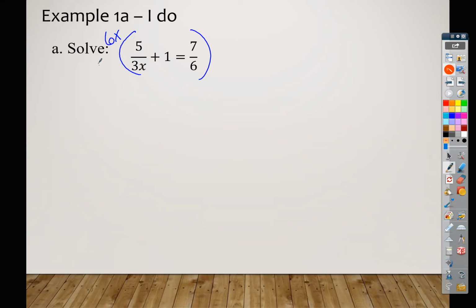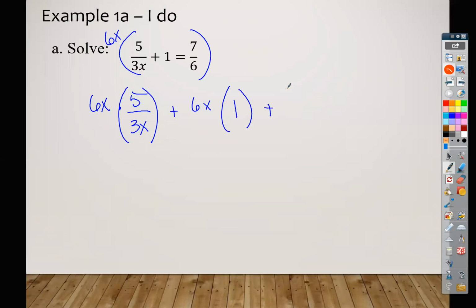So what I'm going to do is I'm going to multiply the entire thing, every term in here, by the 6x. That's an equal sign, equals 6x times 7 over 6. Now, you don't have to write it out like this each time, but I'll show you in the next one how I normally do it, but this is a good beginning, okay? So we're going to multiply the 6x by everything and then solve.